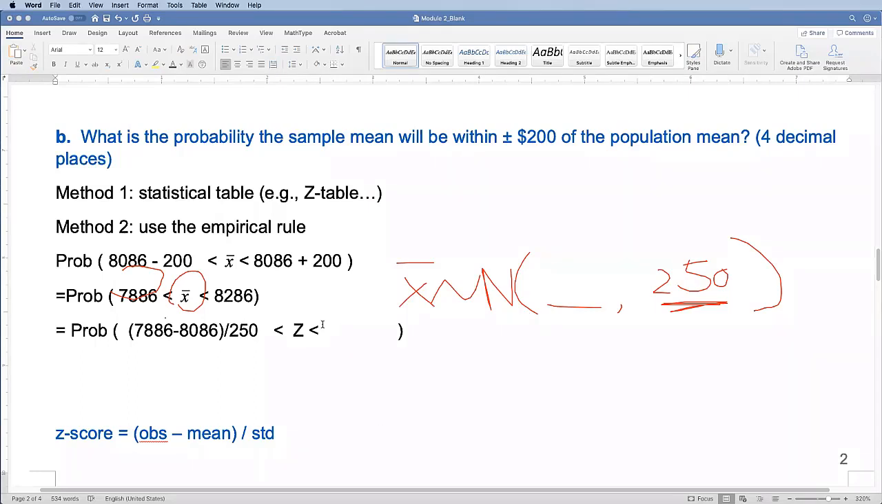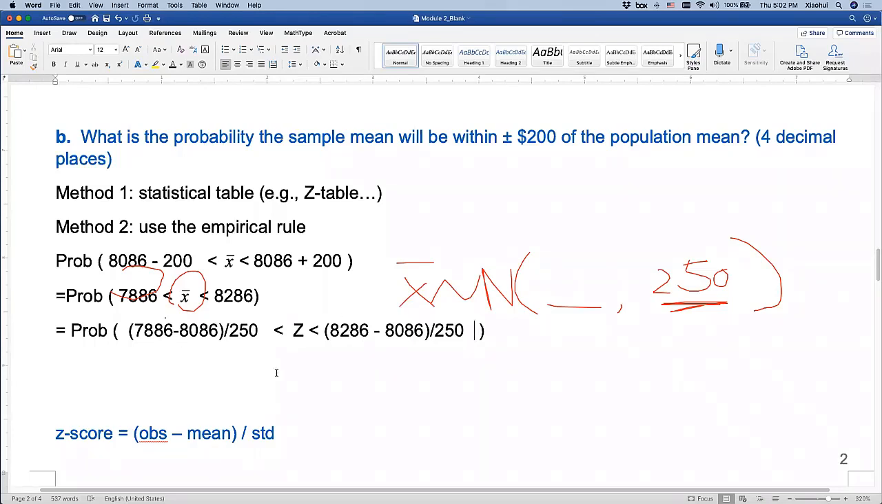Okay, you do exactly the same thing on the right-hand side, which is 8,286. This is observation minus the mean, which is what we have here. And then you divide it by 250. So on either side, you're going to end up with positive and negative 200 over 250. Yes, you're absolutely right. You see that actually you don't have to do this additional step. You can just use minus 200 over 250. On the other hand side, it's going to be positive 200 over 250.